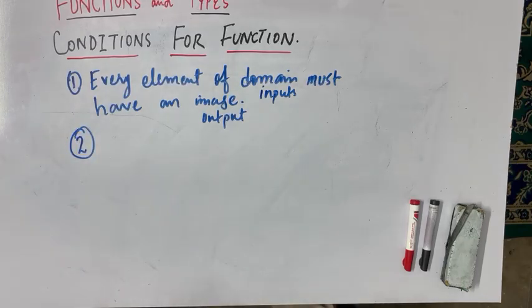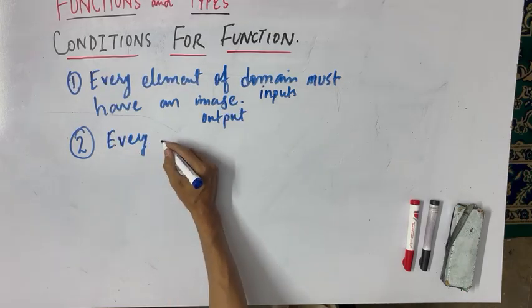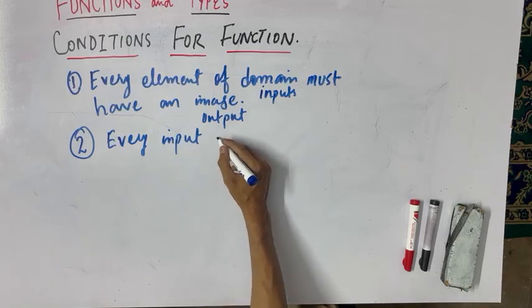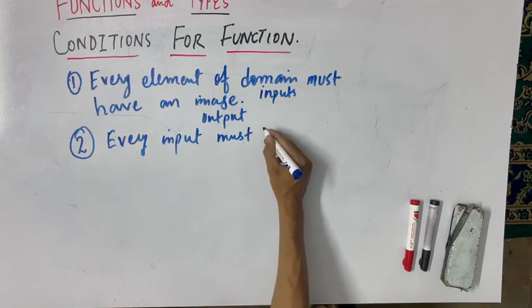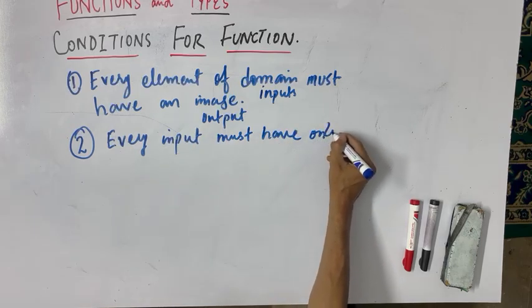The second condition is that every element has only one image in the codomain, meaning every input must have an output, but must have only one output.